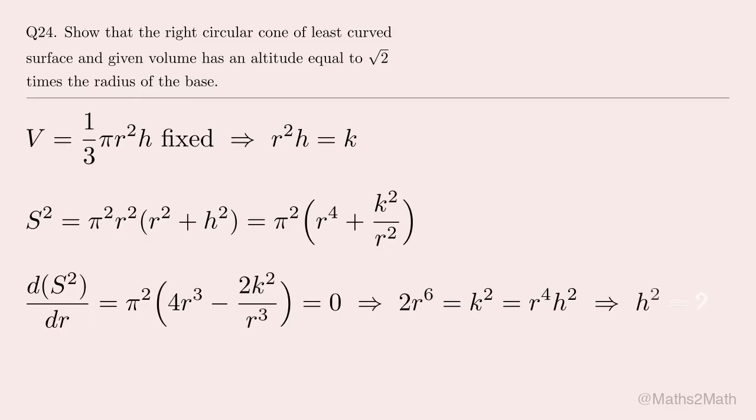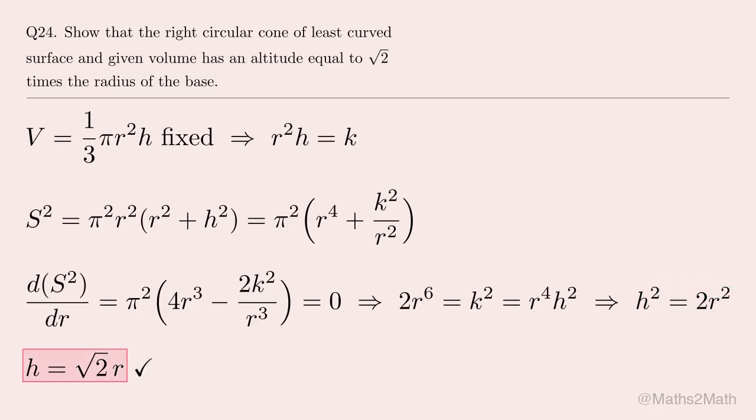Differentiate in r and set to 0. 2r to the 6th equals k squared, that is r to the 6th equals r to the 4th h squared over 2, giving h squared equals 2r squared. So the altitude is root 2 times the base radius, and the sign of the derivative confirms the minimum.